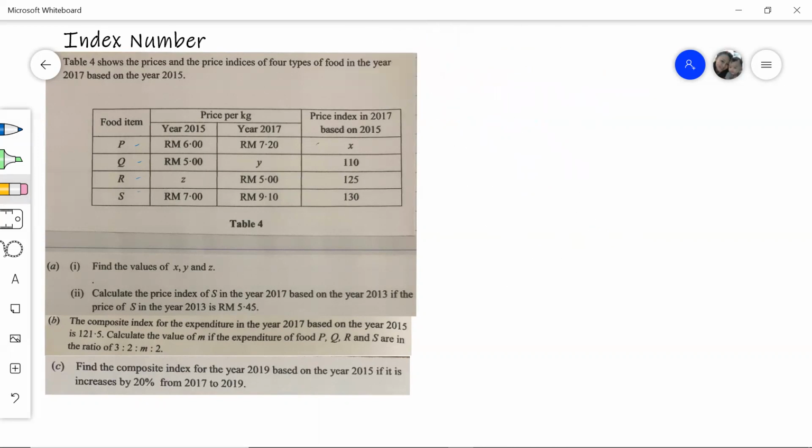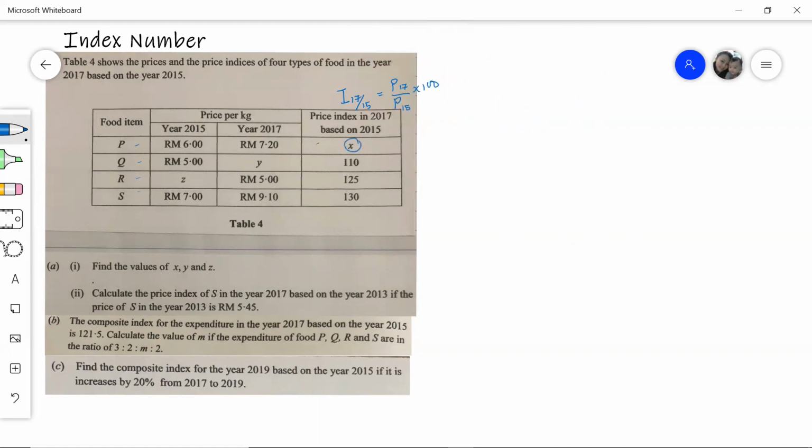All right, so let's look at this question. Now we've got to find the values of X, Y, and Z. So look at the price index we have. Normally, I will write in symbol form, because it's much easier. In this symbol, we know that we are comparing the price of year 2017 over the year 2015 and then times 100.